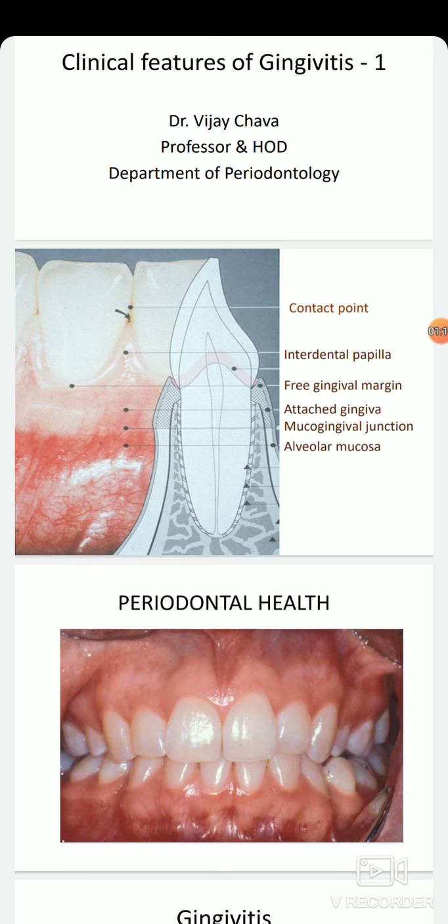When it comes to the parts of gingiva and the tooth structures, we have something called the marginal gingiva, interdental gingiva, and attached gingiva, and there is the mucogingival junction and alveolar mucosa, and there is something called the contact point. Below the contact point there is a space which is called an embrasure. Why this is important is because that's where the gingivitis is going to start appearing.